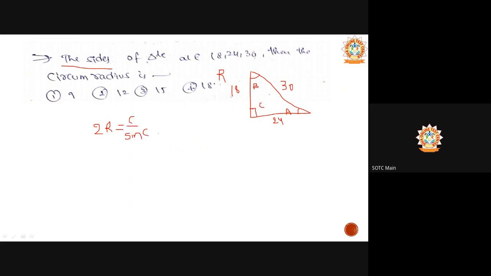Can we write like this? Yes or no? We know this C angle and C side 30, and we require R value, right? So now what will become? 2R is equal to c is what? 30 divided by sin C. Sin 90 is what? 1, right? So R will become 15. So option 3 is correct.